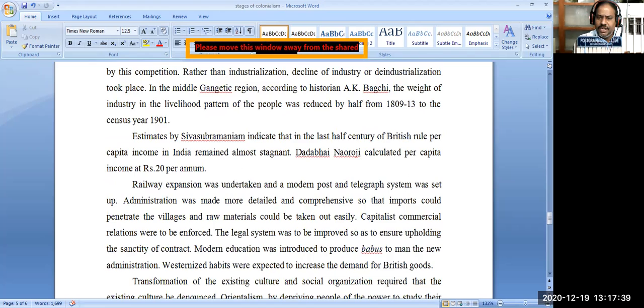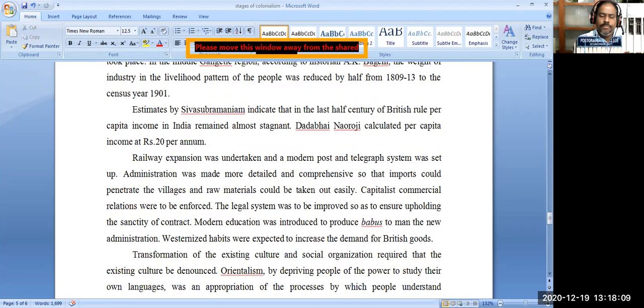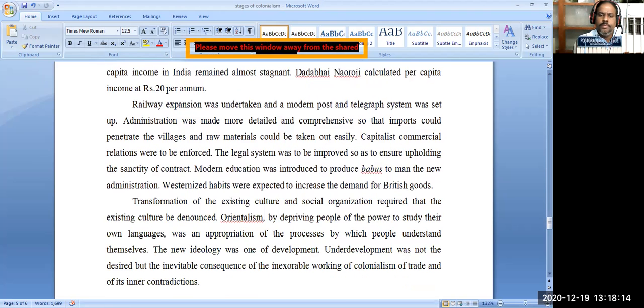Railway expansion was undertaken and the modern post and telegraph system was set up. Administration was made more detailed and comprehensive so that imports could penetrate the villages and raw materials could be taken out easily. Capitalist commercial relations were to be enforced. The legal system was to be improved so as to ensure upholding the sanctity of contract. Modern education was introduced to produce babus to man the new administration. Westernized habits were expected to increase the demand for British goods.